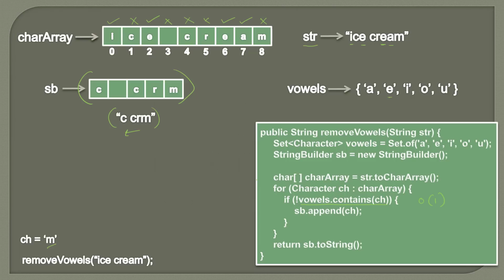So friends, in this video we saw the algorithm to remove vowels from a string. We took the help of a set and StringBuilder to remove the vowels and return the final string without these vowels.